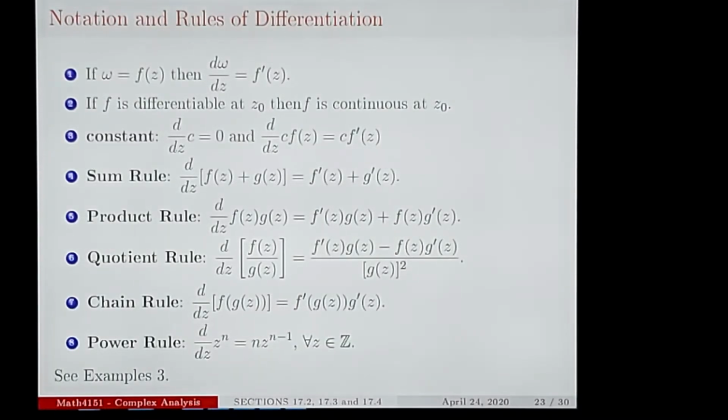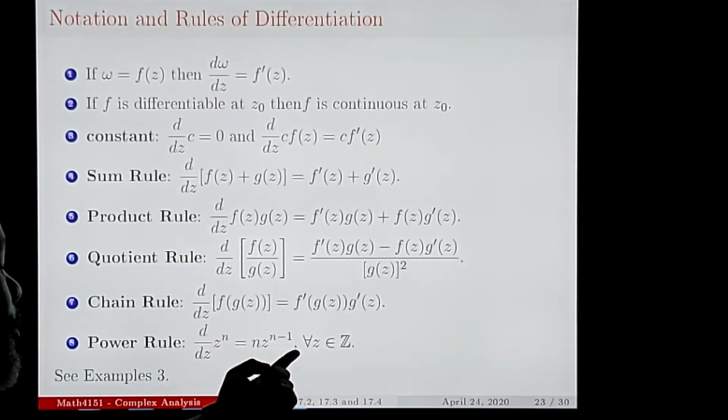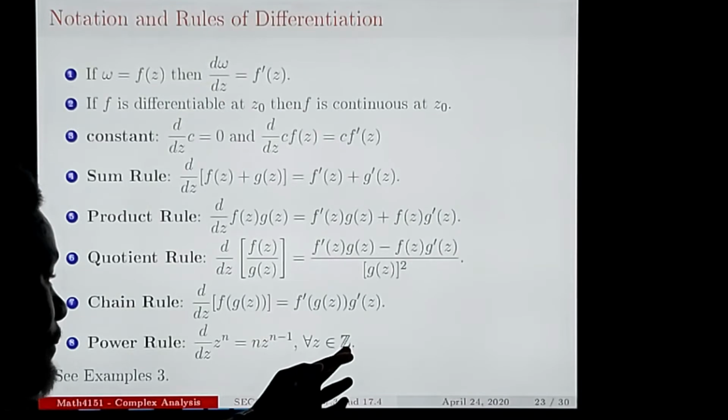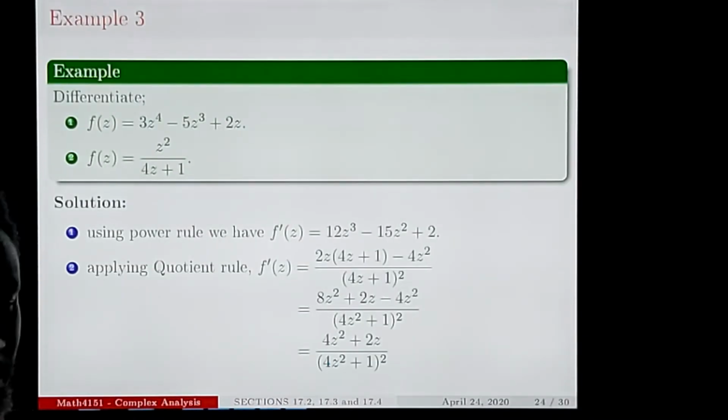And finally, the power rule is just d dz of z to the power n. Here you used to have x. You multiply by n, then reduce the power by 1, for all z. Now this is supposed to be for all z in C. Wow, this is a mistake I made there. It's supposed to be complex numbers, sorry. Those are the same rules, so please forgive me because I'm not going to repeat them. I just say you know already.